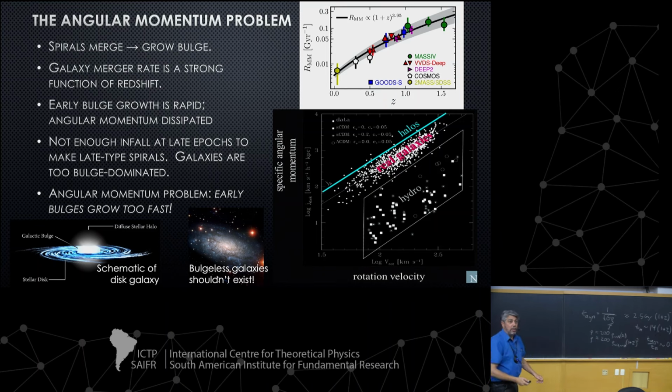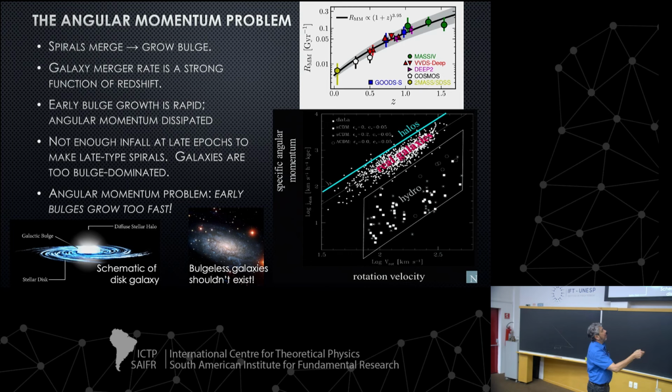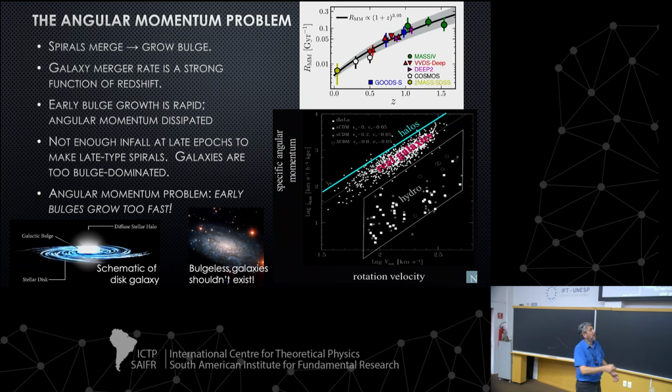So the merger rate is a very strong function of redshift, and people argue about what this exponent is. A simple model would say it's (1 plus z) cubed. It's just some density thing.